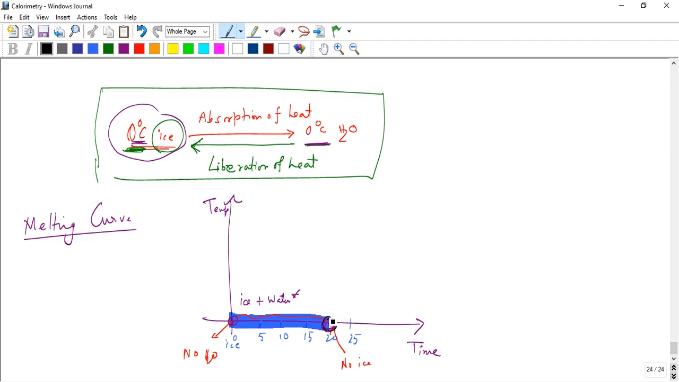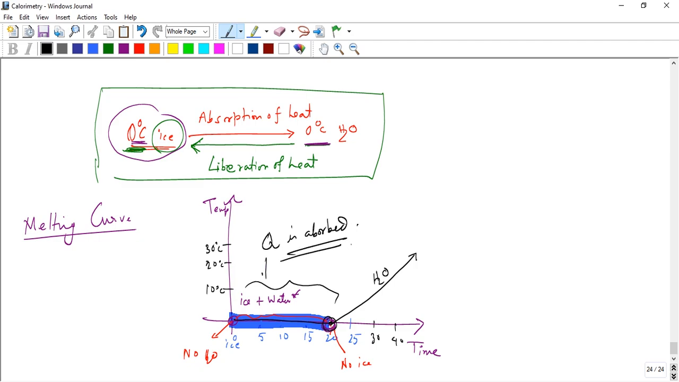Then as time increases, temperature also increases. But here there is no ice, there is only water, 30, 40. There is all water. Suppose that is 10 degree, 20 degree, or 30 degree centigrade. But at that point, heat Q is absorbed.